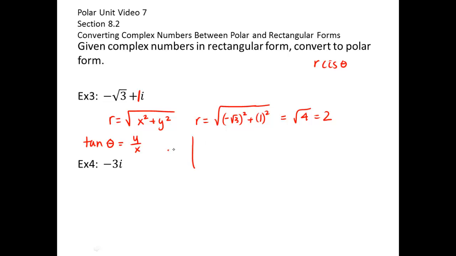So one trick might be to just go ahead and graph it and put your x and y values on there and then just simplify, and you can use tan inverse in your calculator. So this is in the second quadrant because it's negative square root of 3 and positive 1. Well, this is actually one of our angles that we're very familiar with. It's a 30-degree angle in quadrant 2. So I know that this is my 150-degree angle. So my final answer for this would be 2 cis 150 degrees.